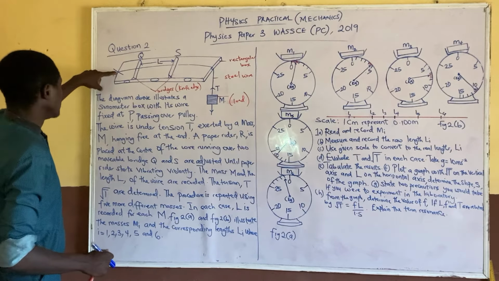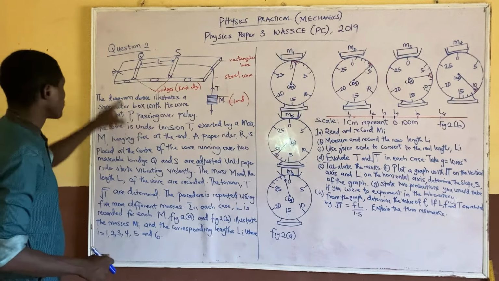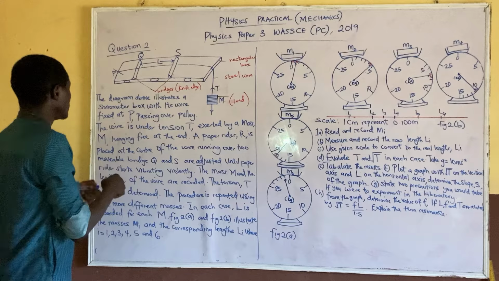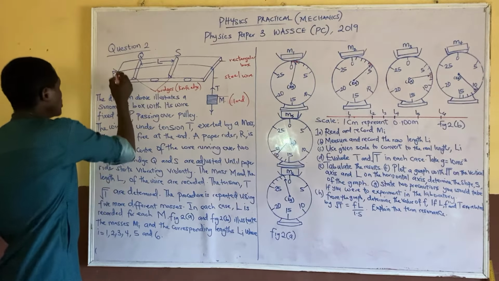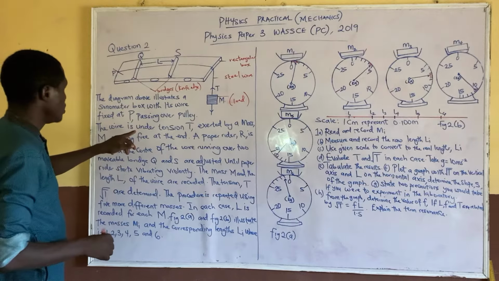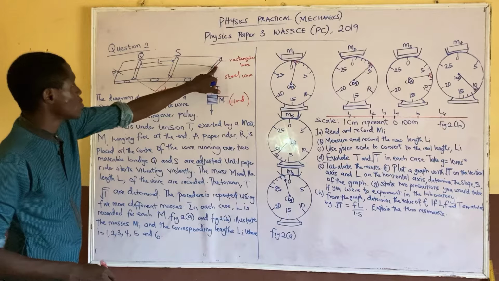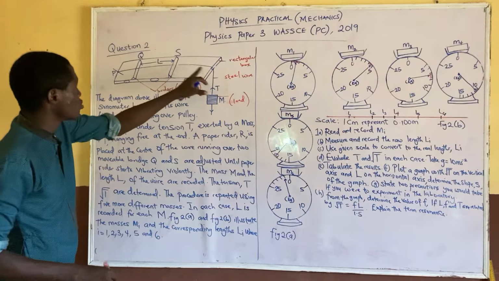It's made of what? A steel wire. The wire is fixed at point P, passing through a pulley. This is a pulley.